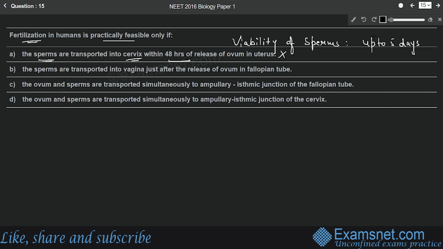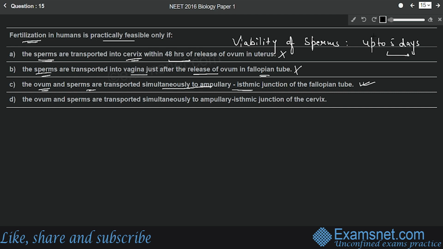In the second statement, it is given that the sperms are transported into vagina just after the release of ovum in fallopian tube. Again, this is not the correct answer due to the same reason that in these 5 days, anytime the fertilization can take place, there is no such condition as mentioned in this. Then the third option says the ovum and sperms are transported simultaneously to ampullary isthmus junction of the fallopian tube. Now this is the correct answer.